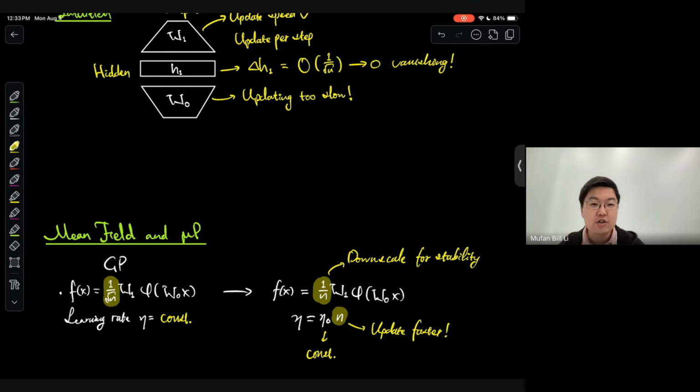Now you can do a little bit of math exercise for this if you want. Well, we can do this in another session, but this is the rough intuition here, right? You want to increase the learning rate to make sure your weights are not updating too slowly, but you're going to downscale the output to also maintain numerical stability. So this is what gives you feature learning in one hidden layer neural networks.